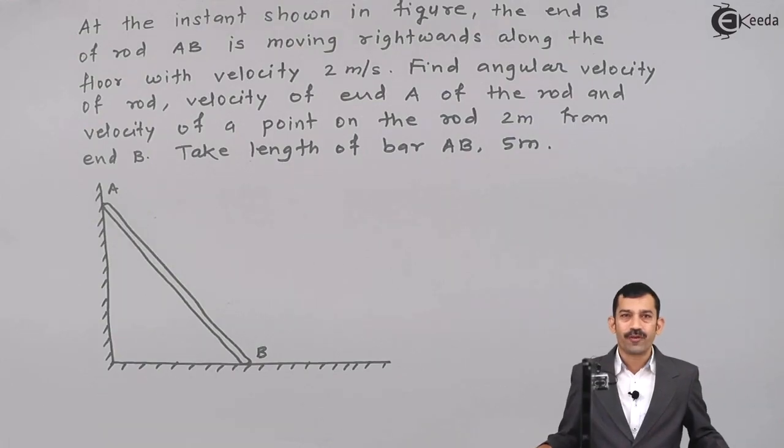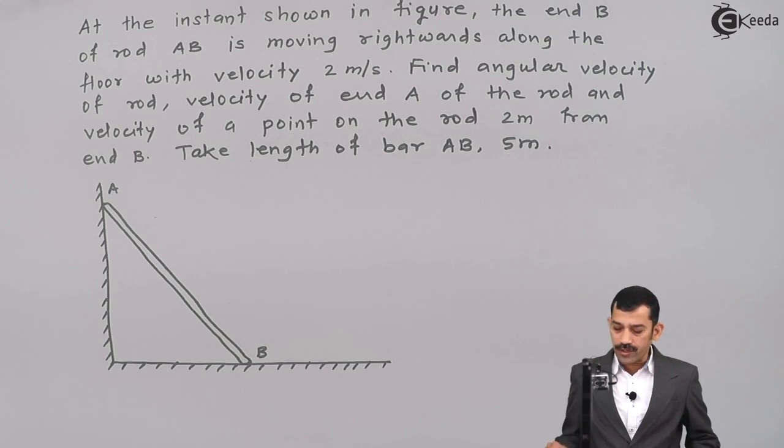Hi friends, we'll solve a problem on kinematics of rigid bodies. What is given in this problem? At the instant shown in figure, the end B of the rod AB is moving rightwards along the floor with velocity of 2 meters per second. Find angular velocity of rod, velocity of end A of the rod, and velocity of a point on the rod 2 meters from end B. Take length of bar AB as 5 meters.